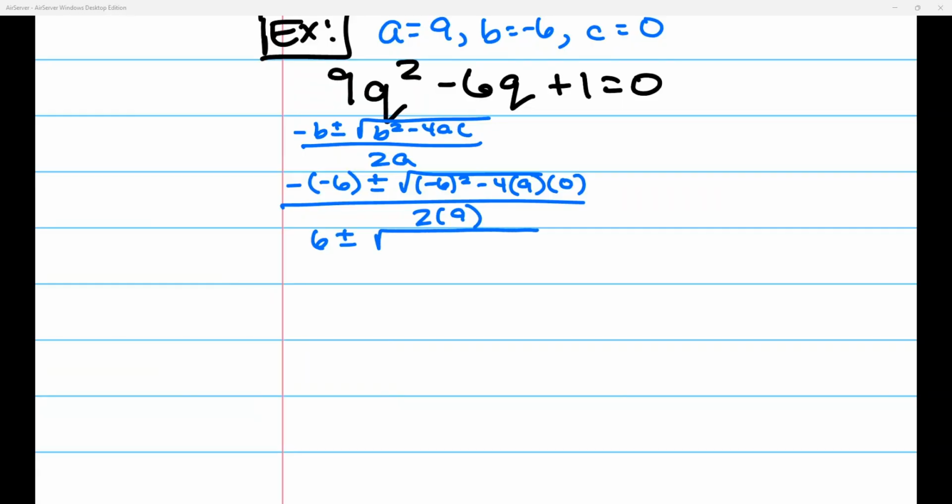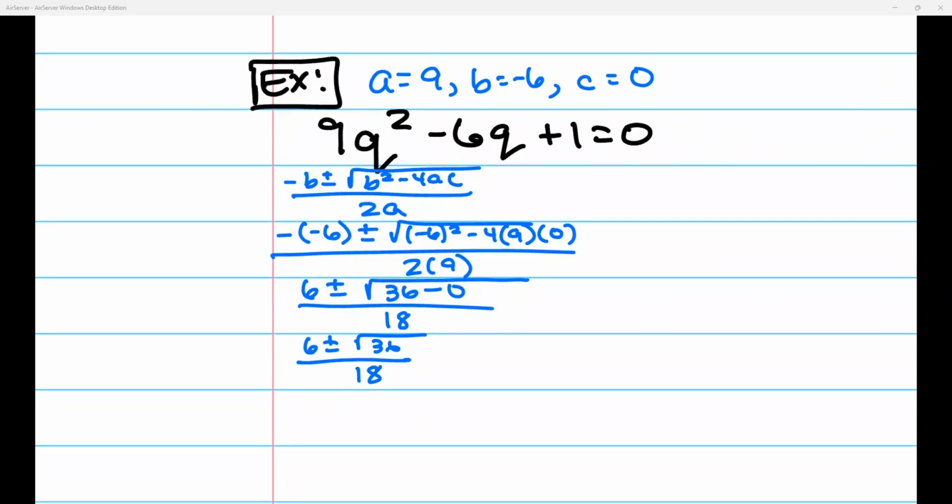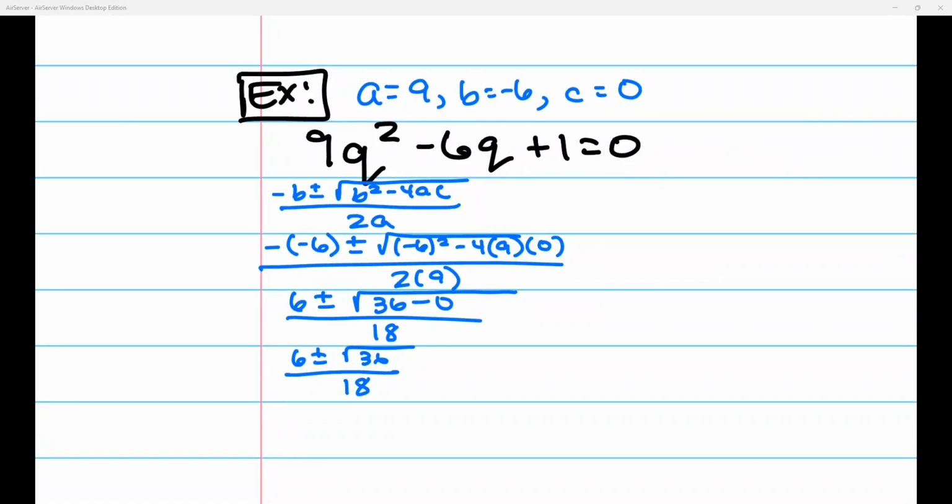That's a 36 on the inside of the radical. And then I only see one negative, so I'm going to write minus, and then 4 times 9 times 0, that's 0, all over 18, which is 6 plus or minus the square root of 36, all over 18. Wow, I feel like I did something wrong. I sure did. That's what happens when you try to go too fast.